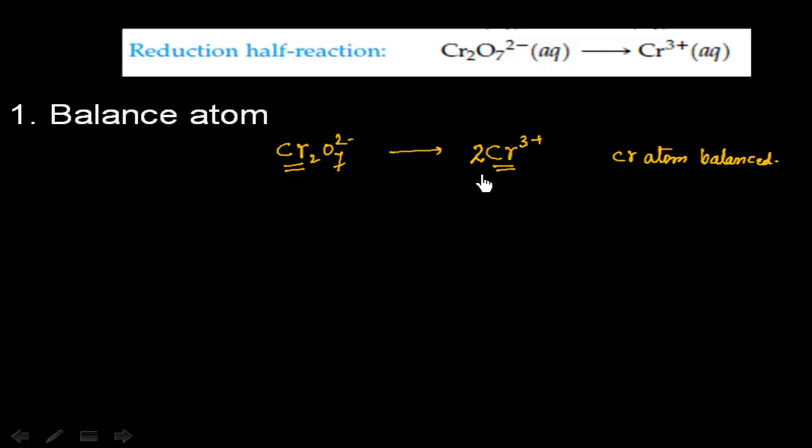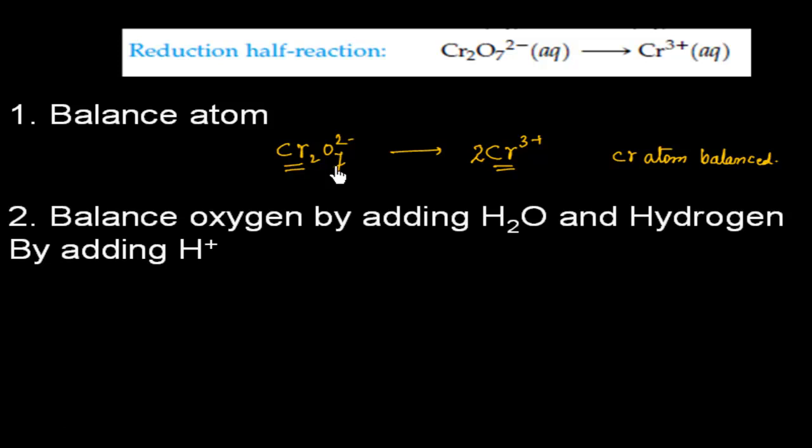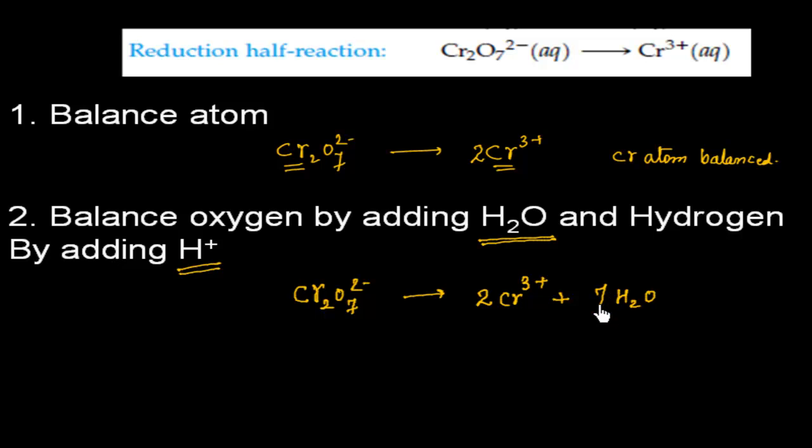But still oxygen is not balanced. This side we have no oxygen, but this side we have 7 oxygen. Now another important point, whenever we have to balance oxygen, we have to add H2O. And wherever we want to balance hydrogen, we have to add H+. So balancing oxygen can be done by adding H2O, and balancing hydrogen can be done by adding H+. So let us say we have 2Cr3 plus. Now let us balance oxygen. So we have 7 oxygen this side, so we have to add H2O.